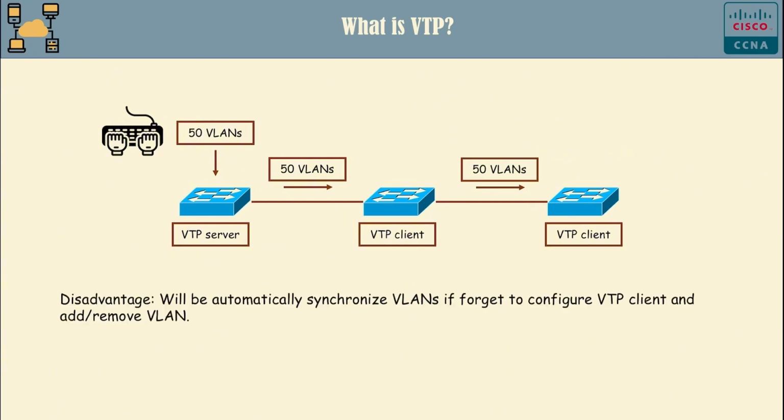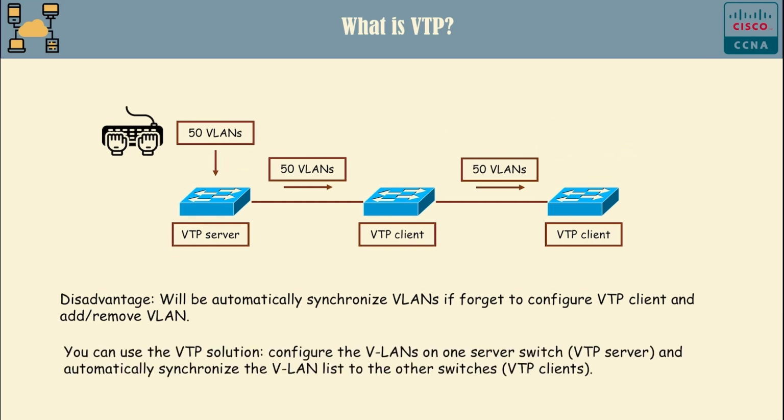However, this VTP protocol has a drawback that can lead to unintended consequences. For example, if I haven't configured VTP clients on the switches, they will automatically become VTP servers by default. If you add or delete any VLANs, all the switches will synchronize and the number of VLANs will be the same, which can be problematic. You can use the VTP solution: configure the VLANs on one server switch, the VTP server, and automatically synchronize the VLAN list to the other switches, the VTP clients.